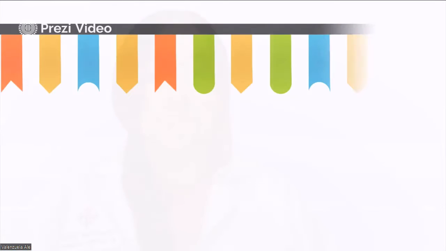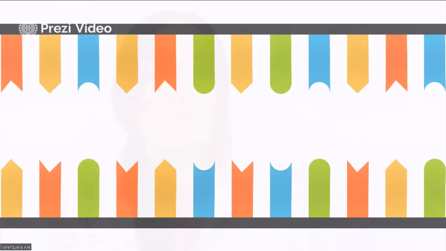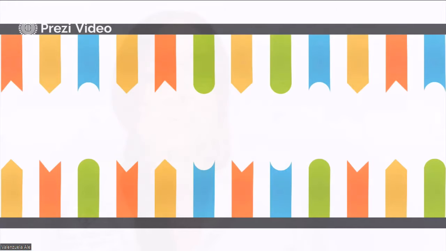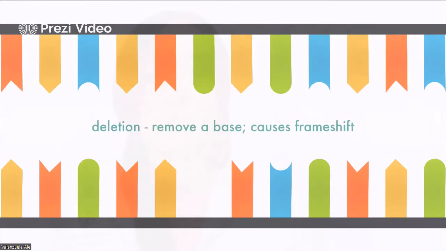DNA rarely makes mistakes, but it can happen. A point mutation changes a single base. This can change the whole amino acid, or depending on its position, could go unnoticed. Other mutations can be more damaging. A deletion removes a base, but also causes a frame shift, which changes every amino acid after the mutation.